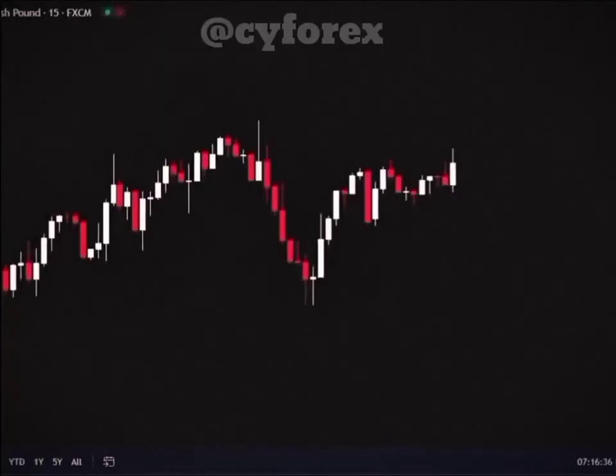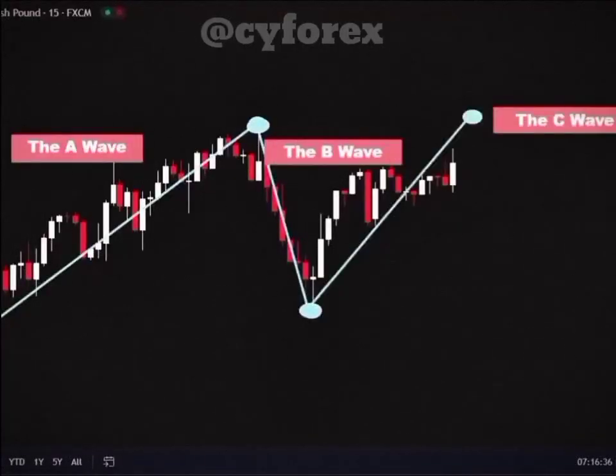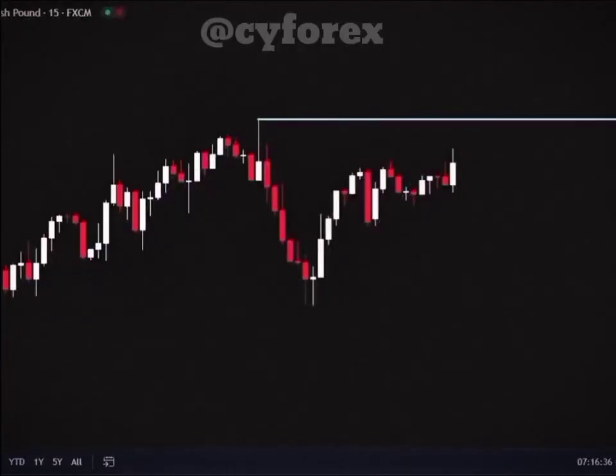So here, we have the Euro Pound 15-minute time frame on our chart. We can easily spot the A wave, and we have the B wave. Then we have the C wave going on. So next, we draw a line from the highest point of the A wave. We want to see that price breaks the line through the upside, sweeps the liquidity above the A wave with a single candle or a wick above the line, and then we want to see price drop below the line. As you can see, price swept the liquidity by this wick and then closed below the line.